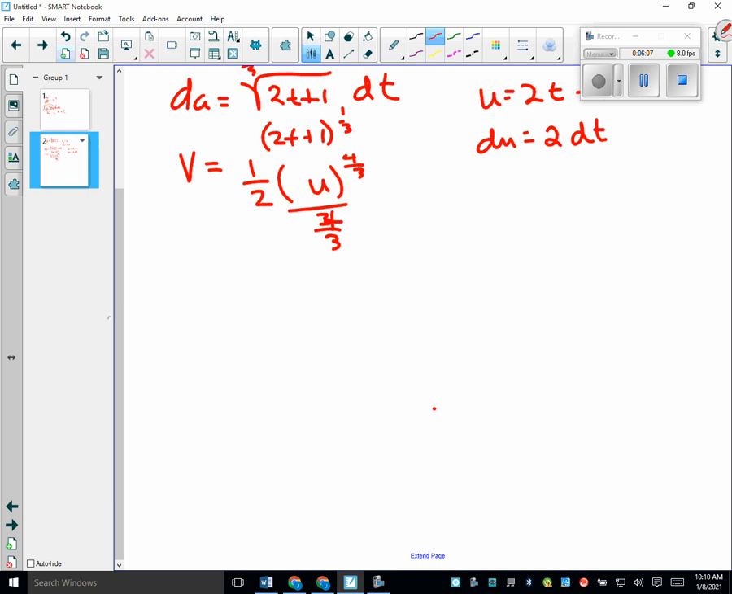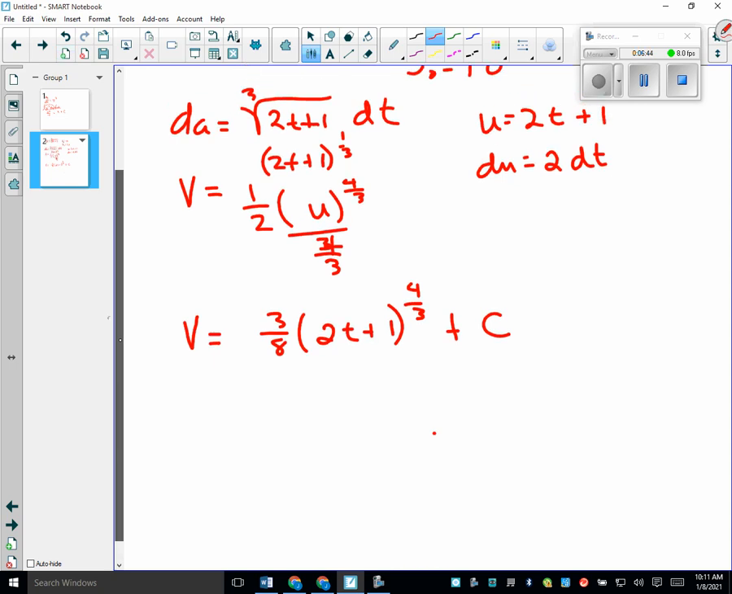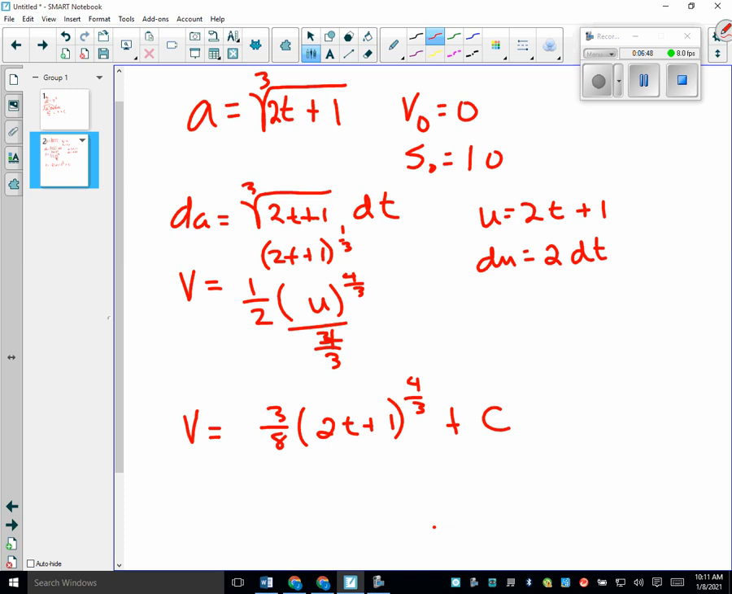I have to clean that up before I can do anything with it. I can't do that like that. Isn't V equal to 3/8 times 2t plus 1 to the 4/3 plus c? I took an antiderivative, so I've got to have a plus c. Right? Okay, now what do I know about velocity? When t is 0, v is 0. That's what v sub o means. V sub o, that o at the bottom, means t is 0. Okay?